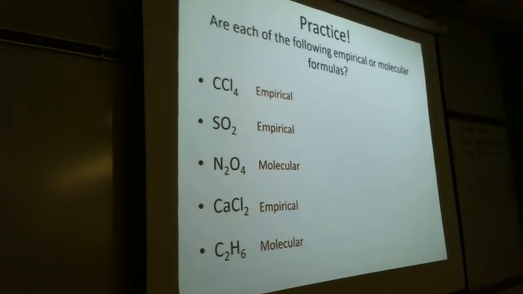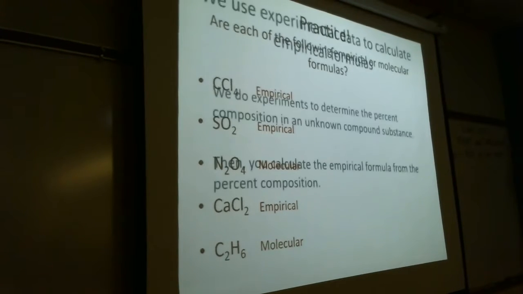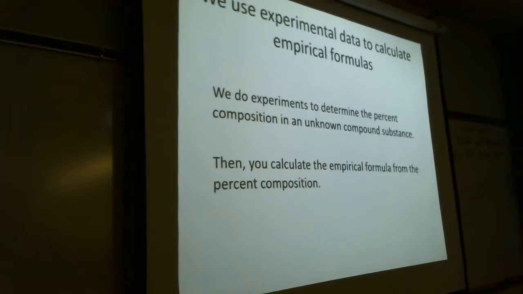Everybody good on how we do this? You just look at the ratio and ask yourself, does it reduce? Yes or no? Okay, so we're going to use data that are gathered experimentally, and we're going to calculate empirical formulas. Now I will give you these data. So anytime you see a whole bunch of percents given to you, that should tip you off that you need to use this method to calculate the empirical formula.